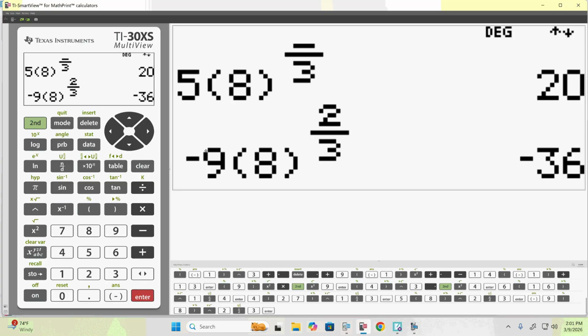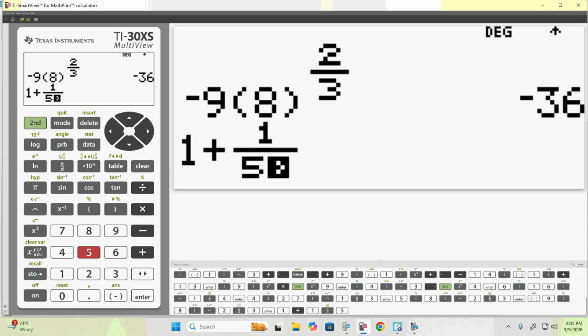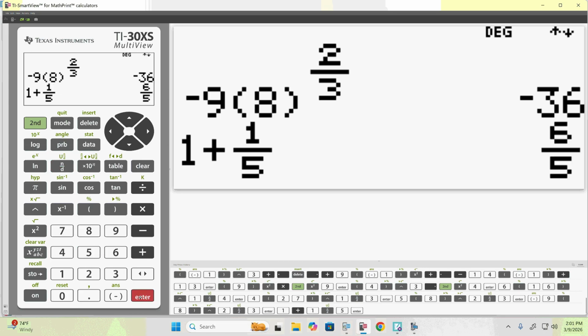Yeah. So what we're doing is we're adding like bases. So we're going to add the 1 and 1/5. To actually add them, the denominators have to be the same. So we're turning 1 into 5/5. Then 5/5 plus 1/5, the 5 and 1 on top would make 6.